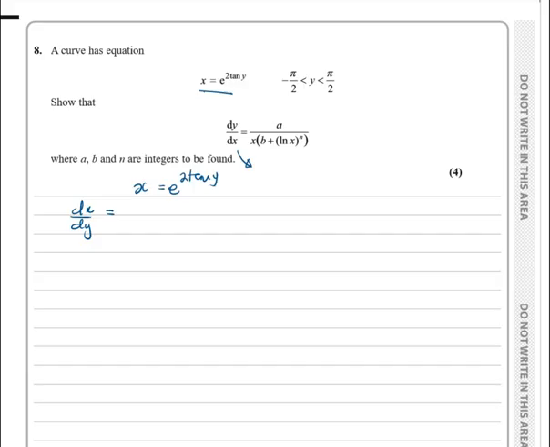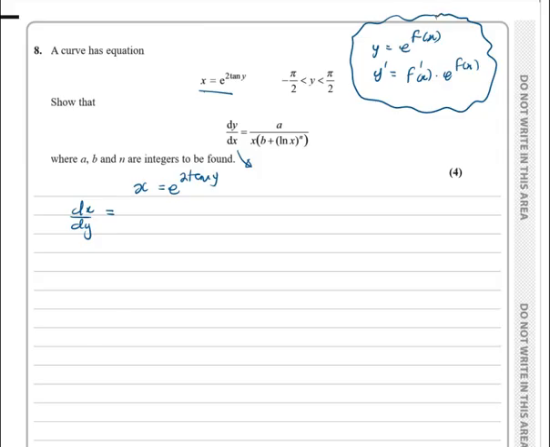But remember one thing: if you have an exponential function, the derivative of this function is going to be the derivative of the exponent on the top multiplied by the original function itself. That's the formula for the derivative of an exponential function. That means here dx/dy is going to be the derivative of what is on top, which is 2 sec squared of y multiplied by e to the tan of y.